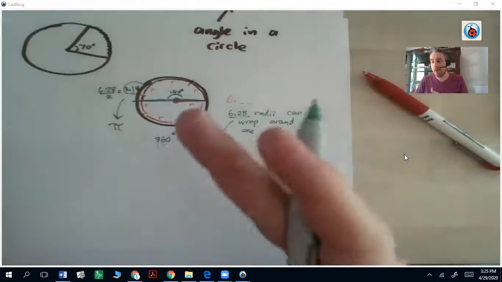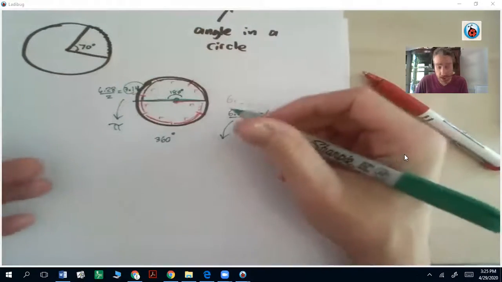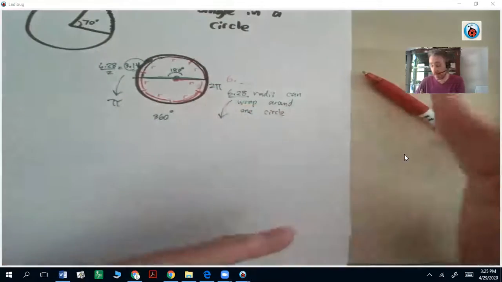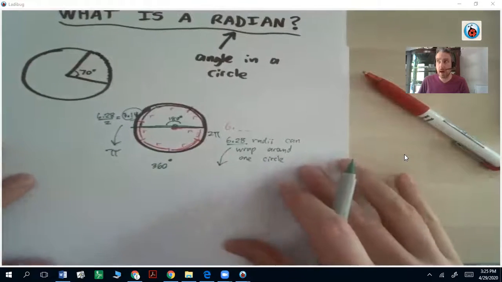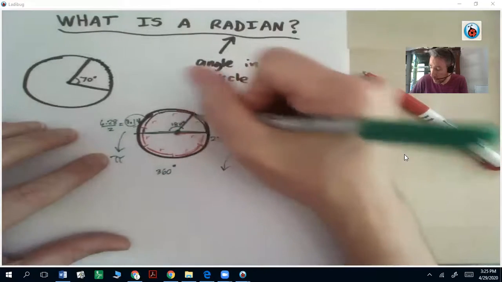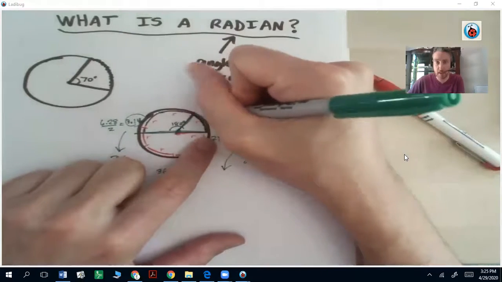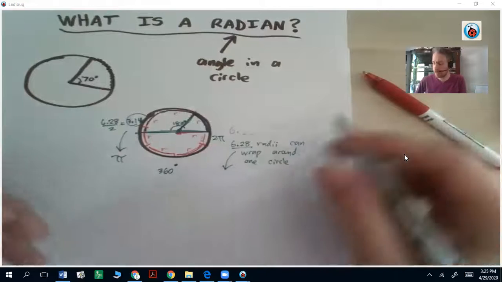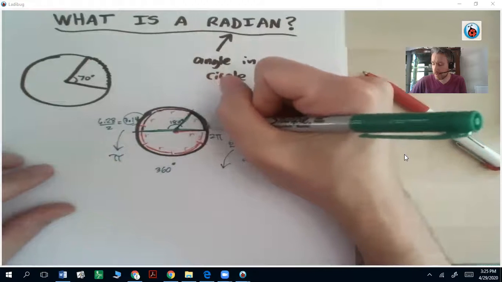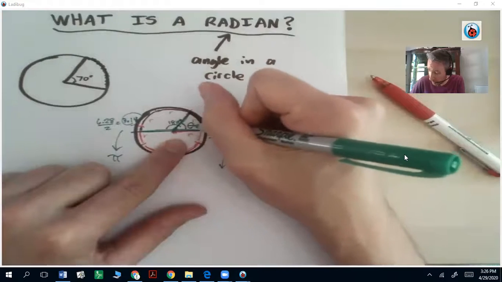So I can wrap pi radii around half the circle, or 2 pi around the entire thing. So basically how this relates is the measure of a radian is the measure of an angle that is precisely opening up, that intercepts an arc that has the length of one radius. That's a mouthful. It's the measure of an angle that intercepts an arc that has a length equal to one radius. So like this here would be considered a radian.